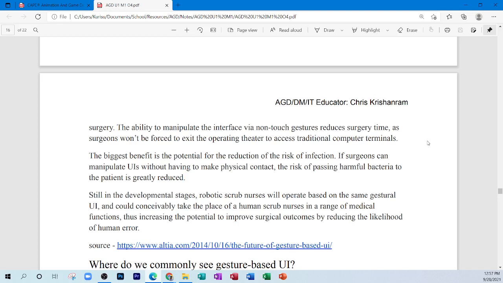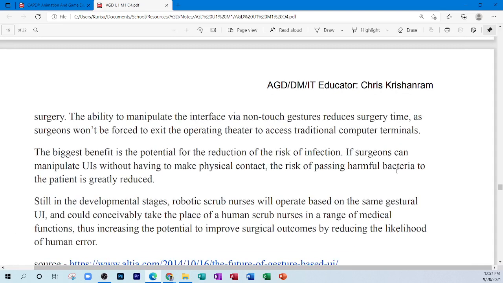The biggest benefit is the potential for the reduction of the risk of infection. If surgeons can manipulate UIs without having to make physical contact, the risk of passing harmful bacteria to the patient is greatly reduced. Still in the development stages, robotic scrub nurses will operate based on the same gestural UI and could conceivably take the place of a human scrub nurse in a range of medical functions, thus increasing the potential to improve surgical outcomes by reducing the likelihood of human error.